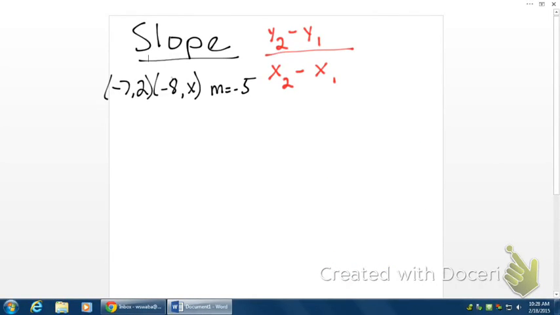Okay, so now we have another one. Remember, we don't know what that x is. That's what we're going to be finding. So we're still going to use this same formula, and we're going to figure it out.